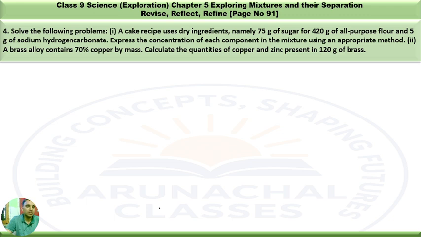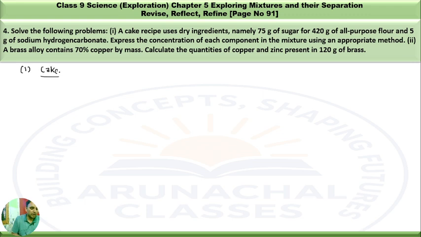The second one is a brass alloy contains 70% copper by mass. Calculate the quantities of copper and zinc present in 120 gram of brass. So let us solve this first part of the question. Here the first part of the question is about the cake recipe.